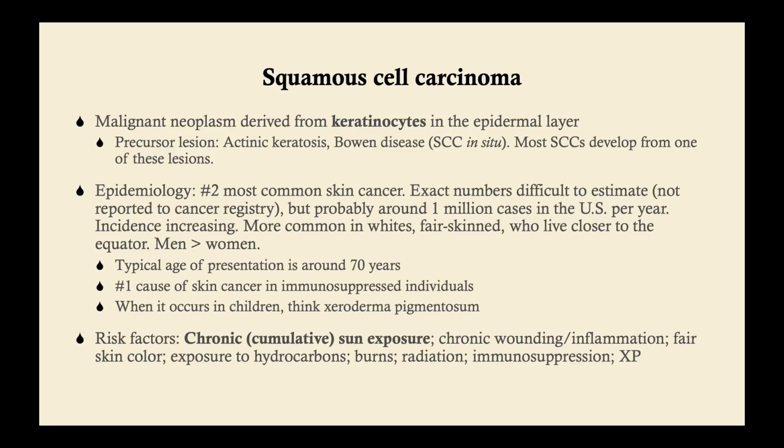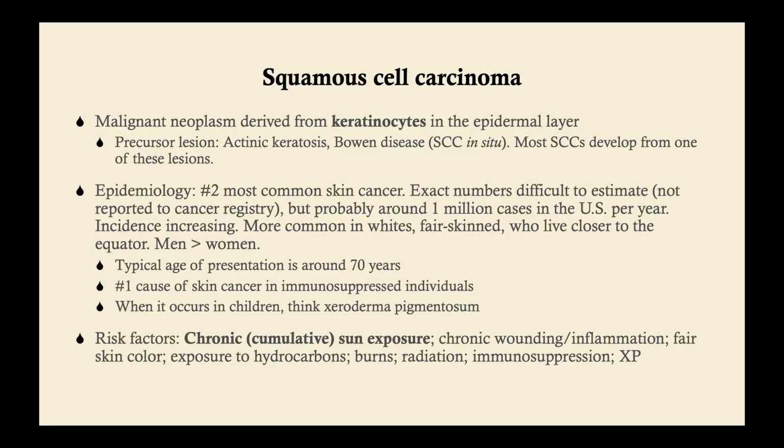Typically, this happens in older people. Presentation is around 70 years. It can happen in younger people. Again, it has to do with how much UV exposure you've had. And remember that UV radiation is a carcinogen itself. It's actually classified as a class 1 carcinogen by the International Agency for Research on Cancer, and that's the same class of carcinogens as asbestos. So this is a carcinogen.